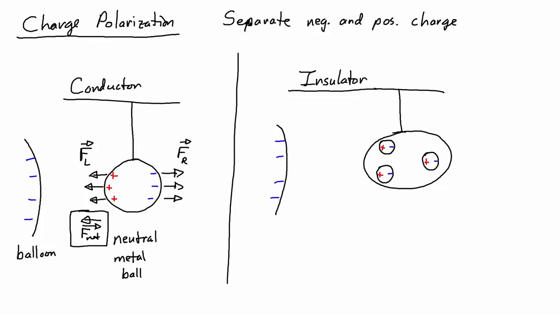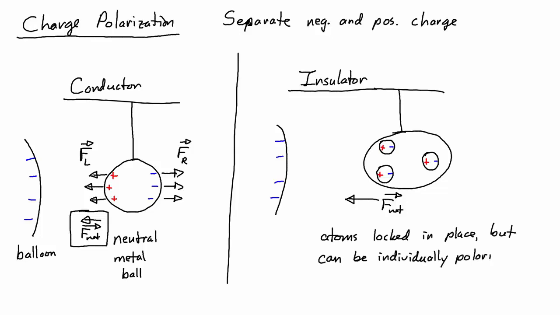And what happens then is you get billions of these tiny polarized atoms. And when each one of those experiences a similar force where the right force is smaller than the left force, you end up with a net force, again, pointing towards the left, even though it's an insulator. So the atoms are locked in place, but they end up getting individually polarized. And when you add up all of the atoms together, you get a substantial net force.